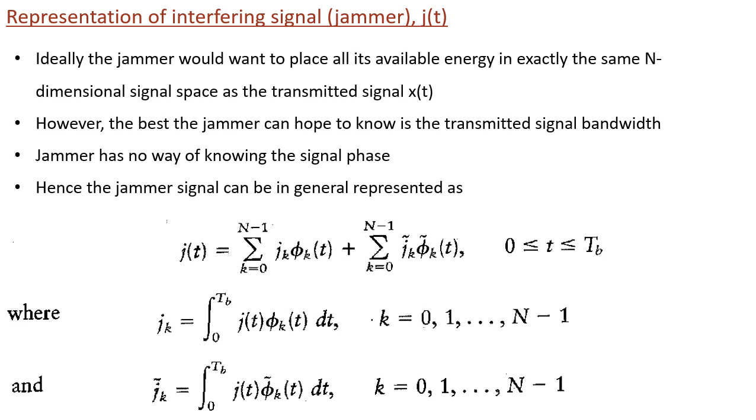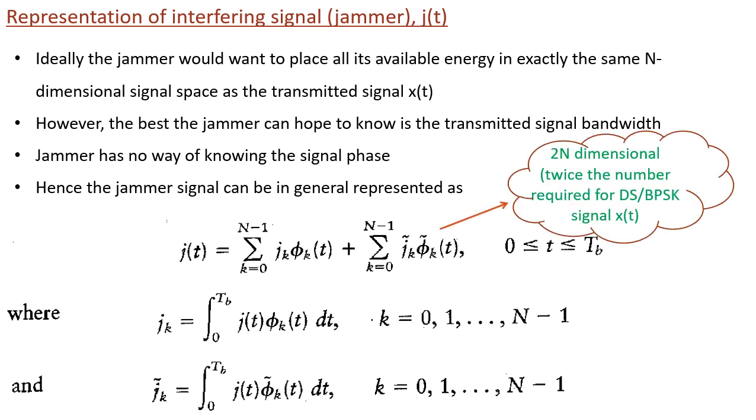Here jk is the projection of j of t on phi k of t, and it is calculated as integral 0 to Tb of j of t phi k of t dt, and jk tilde is the projection of j of t on phi k tilde of t, determined as integral 0 to Tb of j of t phi k tilde of t dt. Again here k is between 0 and N minus 1. So we can conclude that the jamming signal is a 2N-dimensional signal. It requires twice the number of orthonormal basis functions that is required for the transmitted DS BPSK signal x of t.